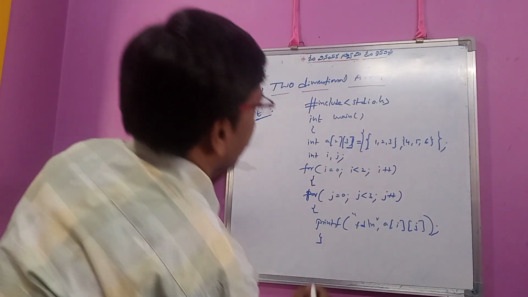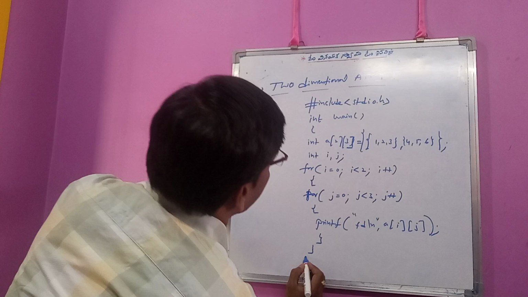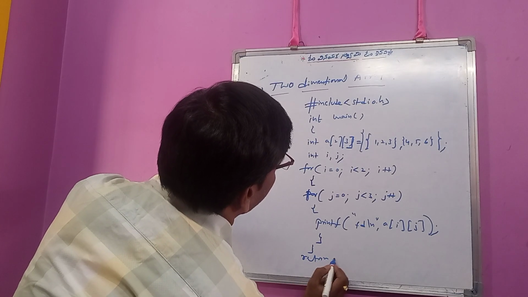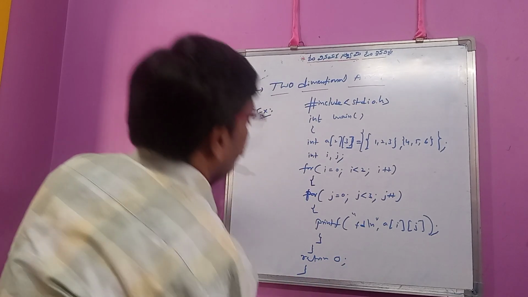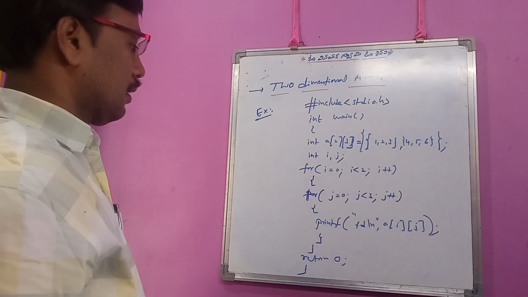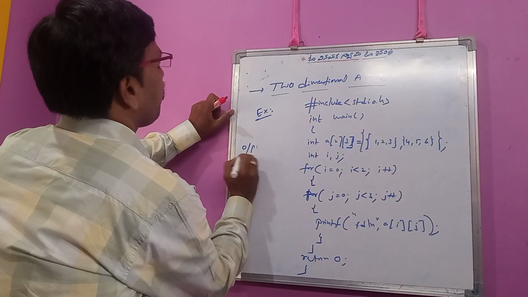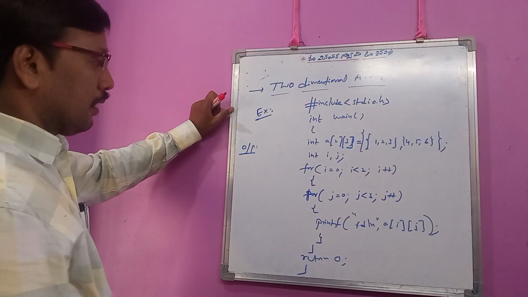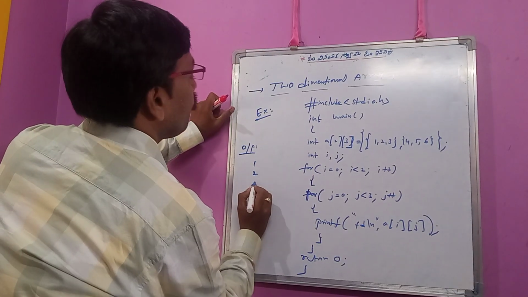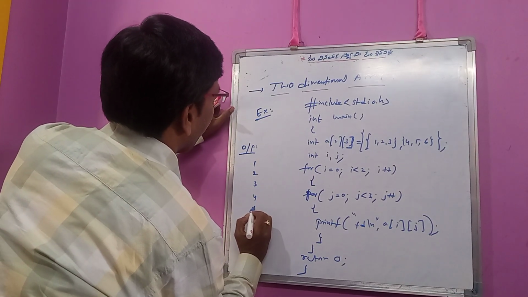Now close. We have one more, return 0, so close. Now, the output of this program: here 1, 2, 3, 4, 5, 6.